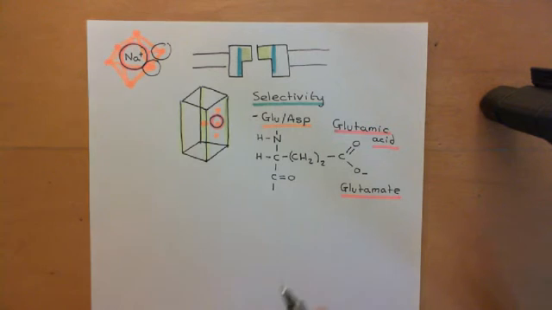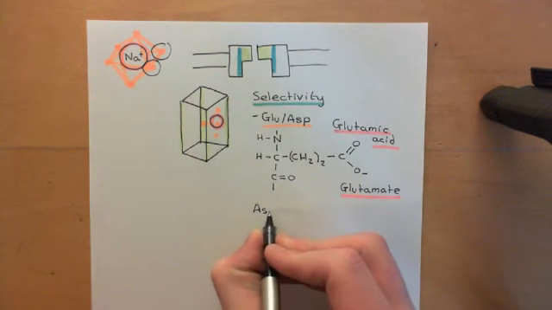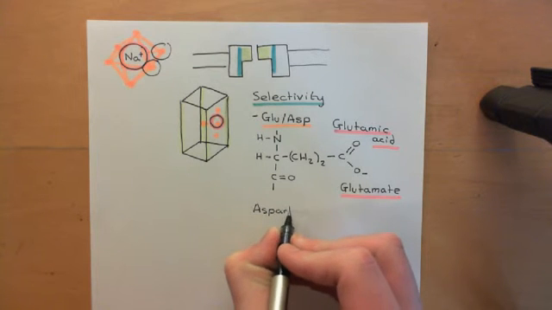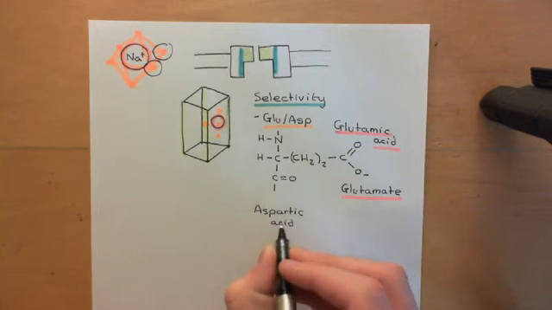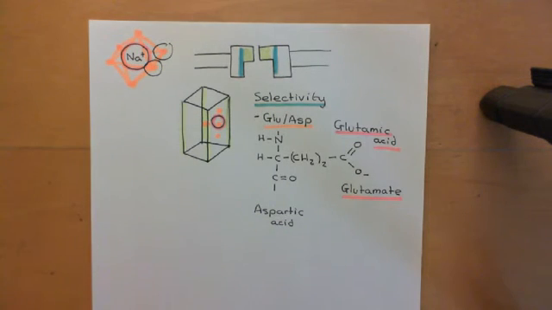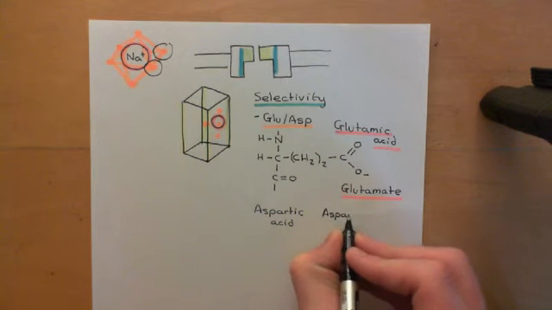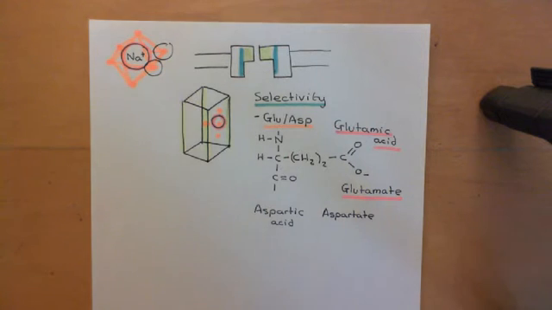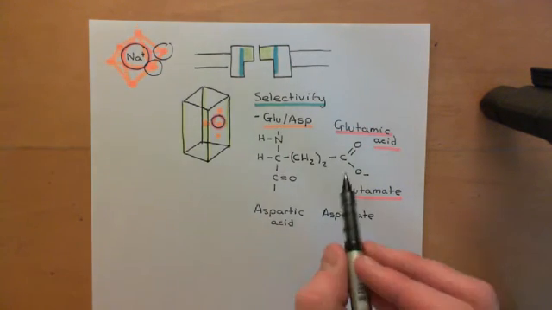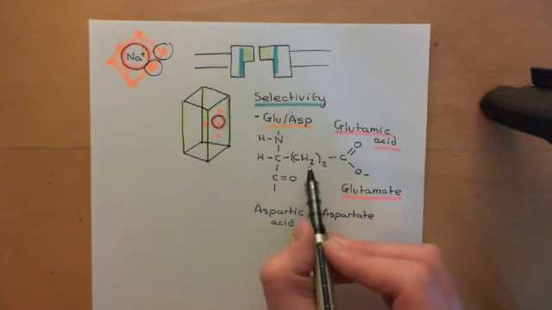Going to the other one, aspartate. The same thing applies for aspartate. Aspartic acid means the carboxylic acid with the proton attached to it, and aspartate is the conjugate base of aspartic acid. It's very similar to glutamic acid and glutamate. All you'd have to do is scratch that 2 there to turn this into aspartate.